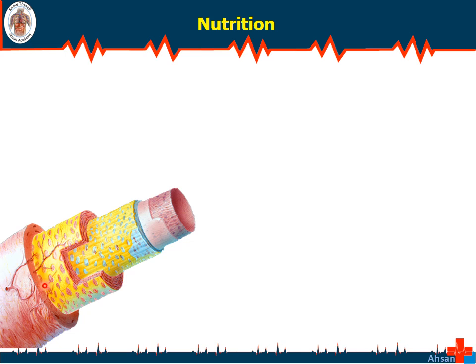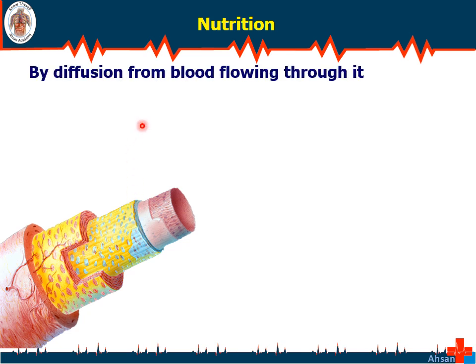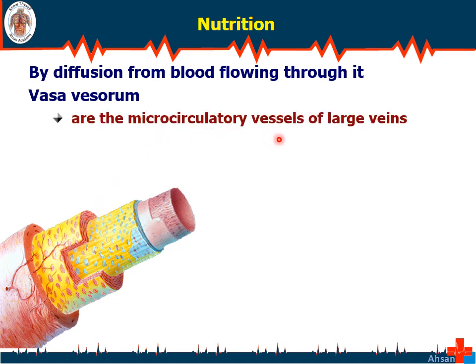So these parts of the wall are supplied by minute blood vessels. The same types of blood vessels are also observed in the arteries which have very thick walls. These minute vessels of the blood vessels are known as vasa vasorum. They lie in the outer part, mostly in the adventitia and outer part of the media. These microvessels are observed mostly in the large veins and also in the adventitia of the thicker arteries.